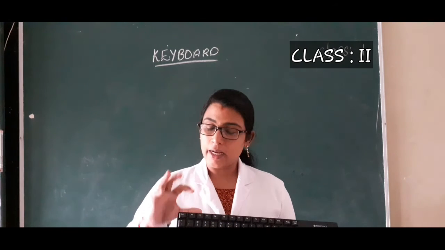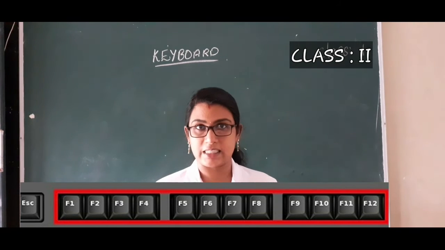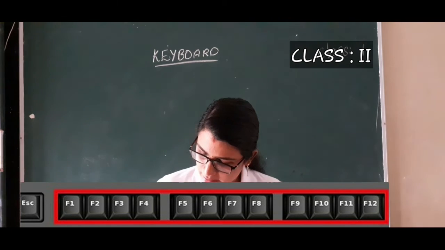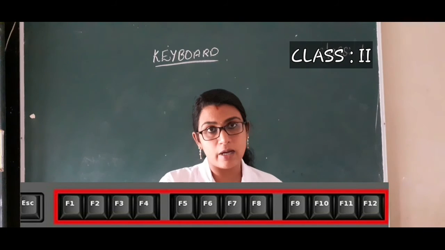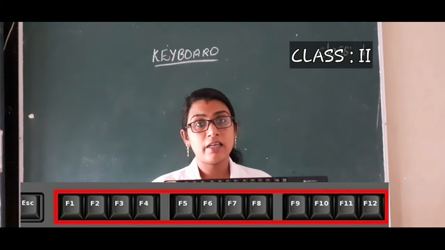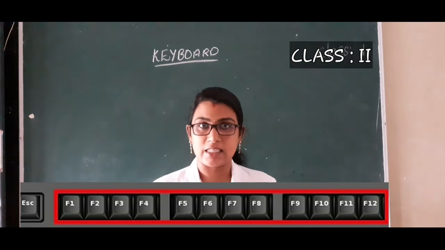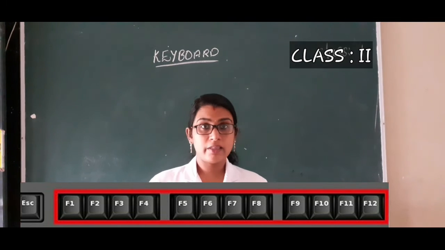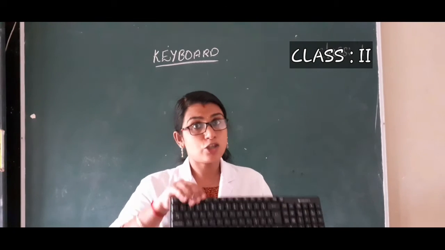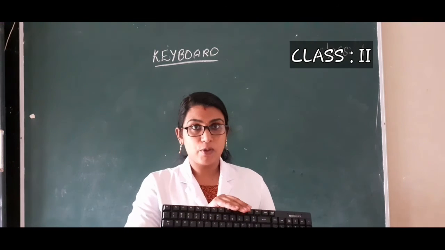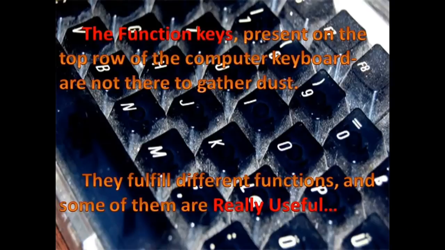Okay, then look at this. Here we can see some function keys. Okay, that is F1, F2, F3, F4 up to F12. Here in the keyboard we can see some function keys. Okay, so these function keys are always placed at the top of the keyboard. Okay, these keys are used for some special functions.